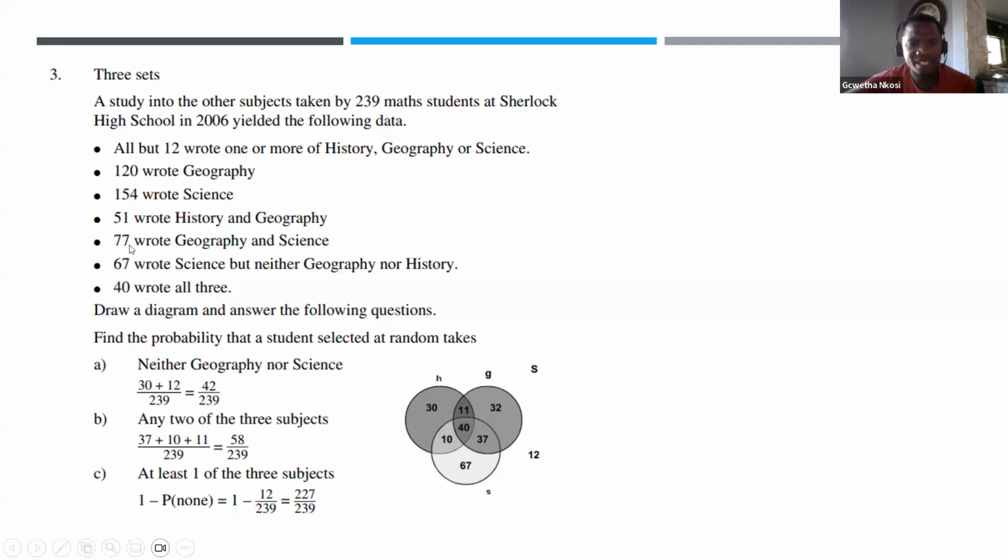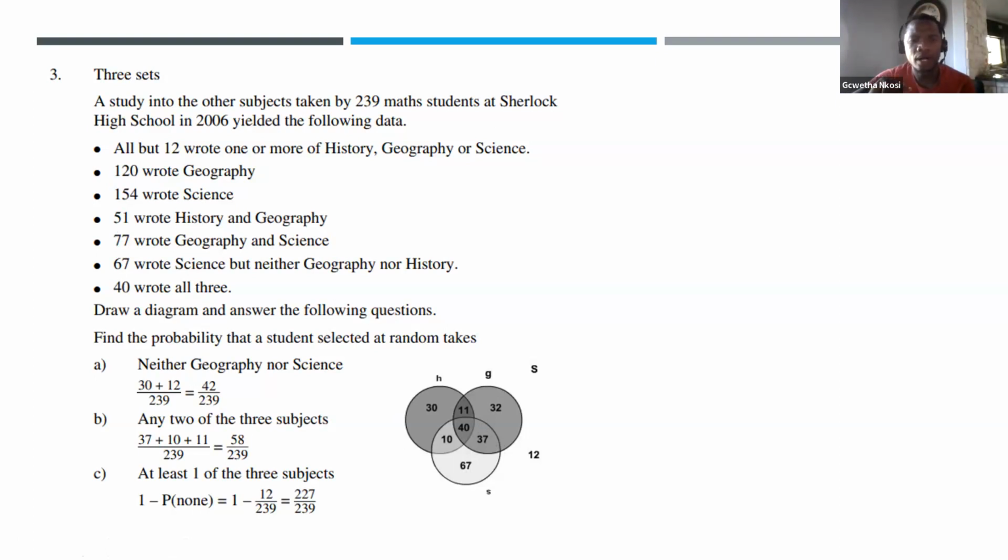However, 77 wrote geography and science. Okay, let me look at the intersect of geography and science. This is geography and this is science, but 77 of them. However, 40 took 3. So I would say 77 minus 40. Then I get 37. So 37 students took geography and science only.